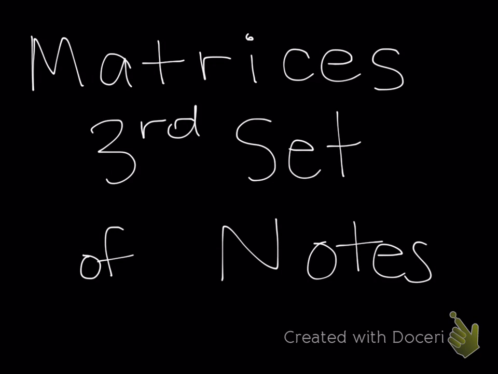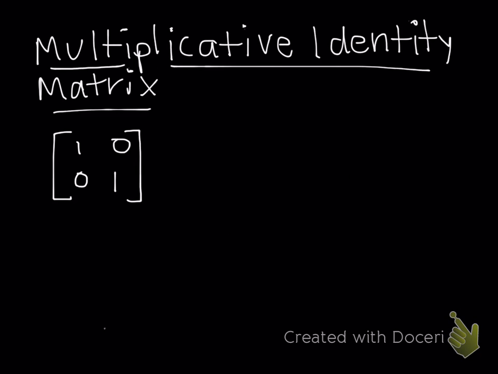Today we're doing the third set of notes in the matrix chapter. So at the top of the page it asks about the multiplicative identity matrix. Yes, I'm aware I have a typo on there. It says identify, it should say identity.